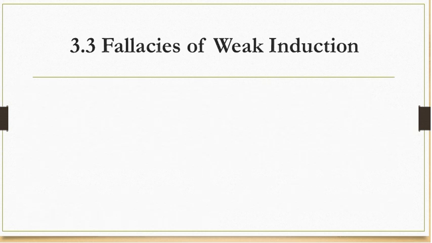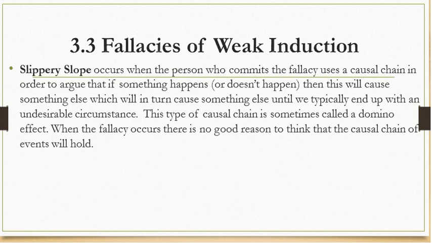Okay, our next fallacy is the slippery slope fallacy. This fallacy occurs when the person who commits the fallacy uses a causal chain in order to argue that if something happens or doesn't happen, then this will cause something else, which will in turn cause something else, until we typically end up with an undesirable circumstance. It doesn't always have to be an undesirable circumstance, but typically when the fallacy is committed at the end, we have a circumstance that is to be avoided. So this type of causal chain is sometimes called the domino effect.